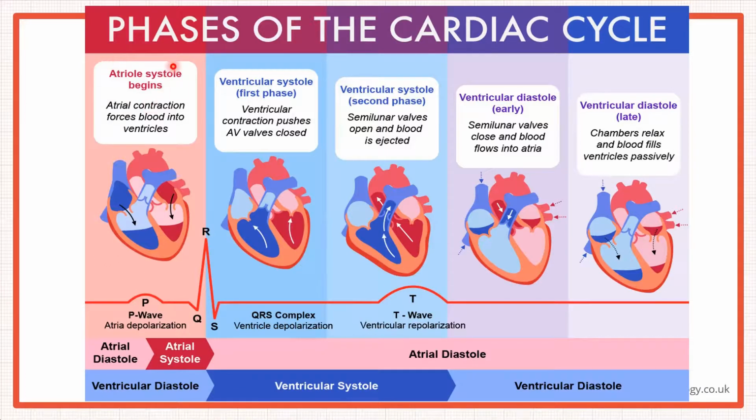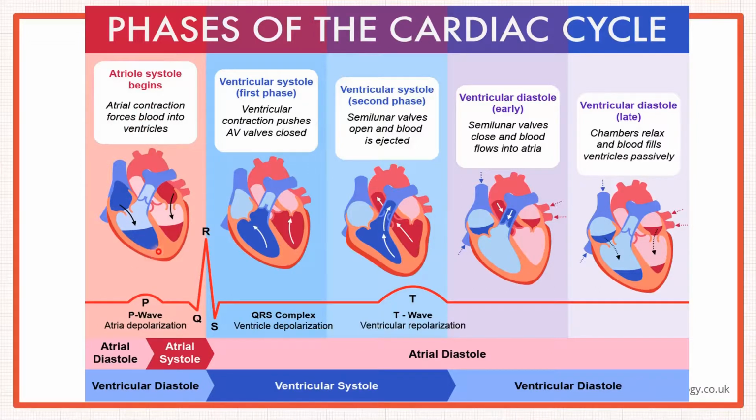So as atrial systole begins, as the atria start to contract, it forces the blood into the ventricles, right? And you can see the P wave here. This happens because the atria depolarize. So this P wave you will see at atrial systole as the atria is contracting and the blood is being forced into the ventricles.